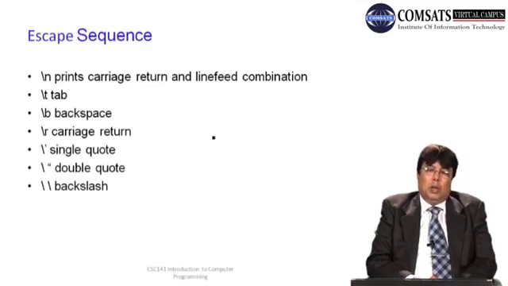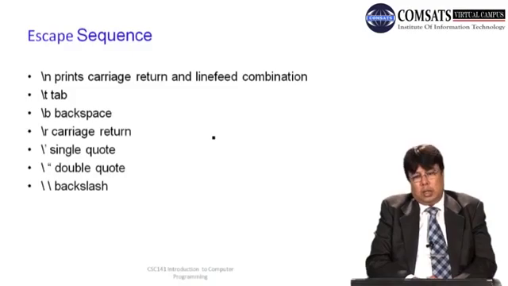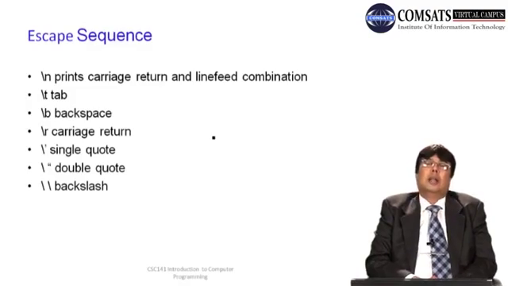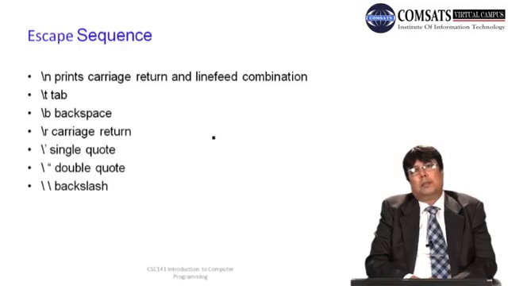A new line is made of 2 special characters. One is called carriage return, which takes the cursor to the start of the line, and then line feed, which takes the cursor to the start of the next line. You can use carriage return and line feed in any order.